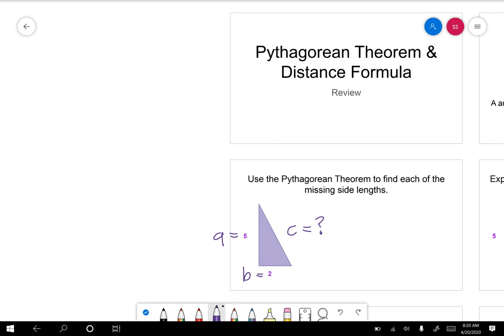So the first thing I'm going to do is basically just substitute the numbers that I do know into the formula. So I'm going to rewrite the formula again. A squared plus B squared equals C squared. Okay, so we know A is 5, so I'm going to substitute 5 in for A. We know B is 2, so I'll substitute 2 in for B. And we don't know C, so I'll leave that as C.